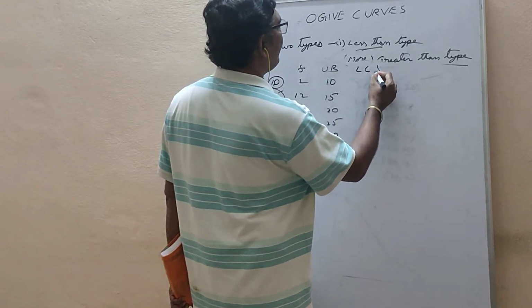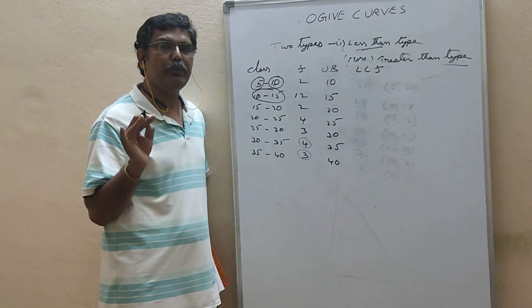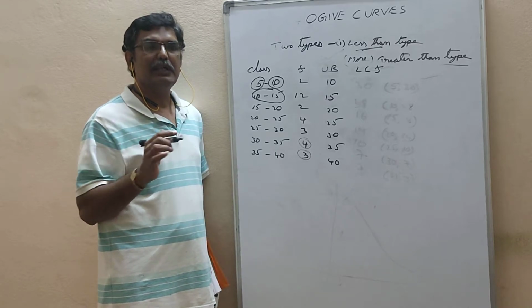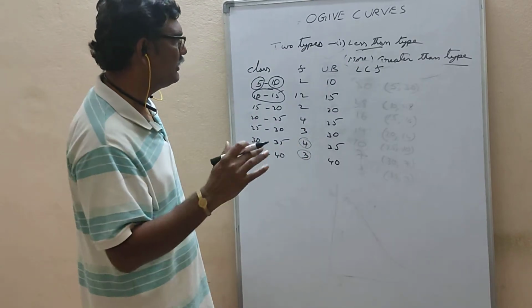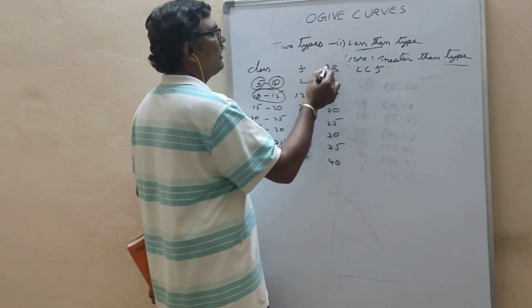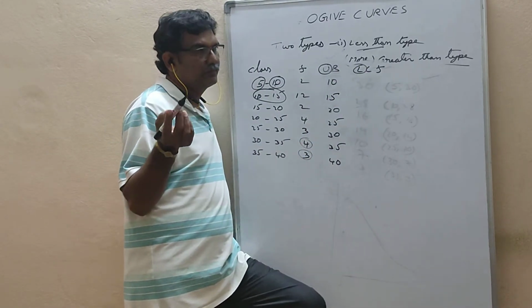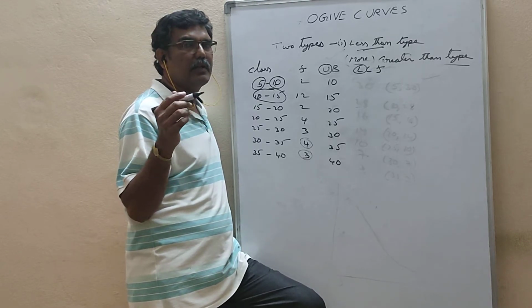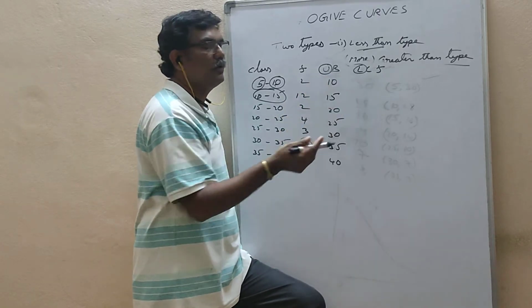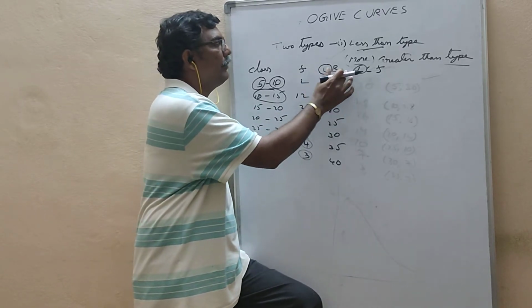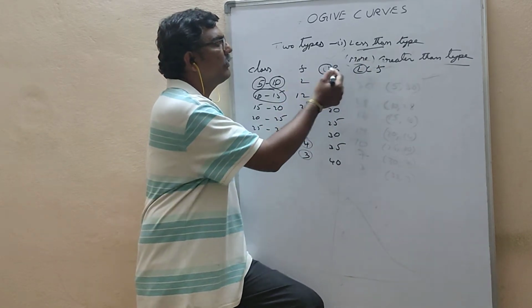Next, LCF. What is the full form for LCF? Less than cumulative frequency. That's it. Not curve. Curve will come later in the graph. Now it is LCF, less than cumulative frequency, means I have to write numbers only. So how to remember? Upper, lower. If you book a reservation, train reservation or something, lower berth, upper berth. So upper and lower you already know. So upper boundary means less than cumulative frequency. L means less than. You can remember like that.